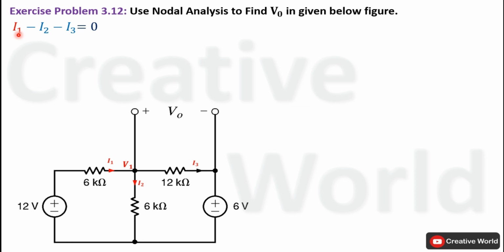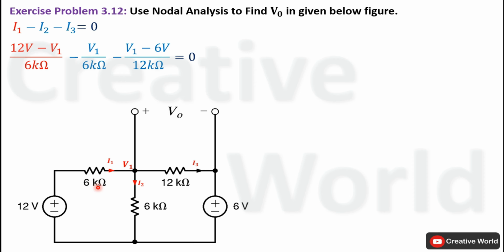In next step, we have to replace all these three currents with their respective equations. Current I1 is equal to 12 volt minus V1 divided by 6 kilo ohm. Because this resistance is connected between two voltage levels, the difference of these two voltage levels will be equal to voltage across this resistance, and that voltage divided by the value of resistance will be equal to current through it. Now the direction of current is from 12 volt source to V1, which is indicating that 12 volt is higher than V1. That's why we have subtracted V1 from 12 volt. So current I1 equation will be 12 volt minus V1 divided by 6 kilo ohm.